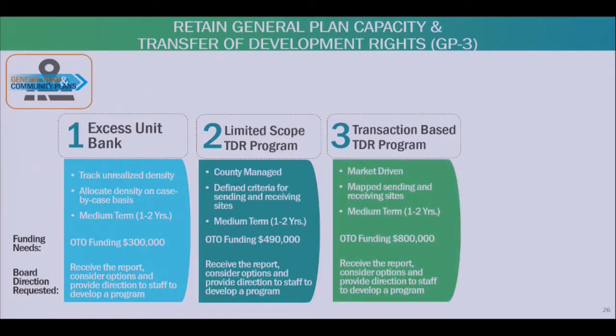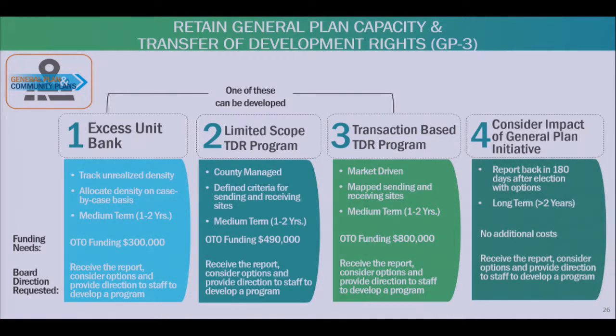Option 3 is a transaction-based TDR program with mapped sending and receiving sites. This option would require board direction to identify and map sending and receiving sites to facilitate private-to-private market rate transactions to transfer development rights between properties. Depending upon the scope, implementing any of these three options would require preparation of an addendum or supplemental environmental impact report to the General Plan Update Program EIR. The board can direct staff to develop one of the options.